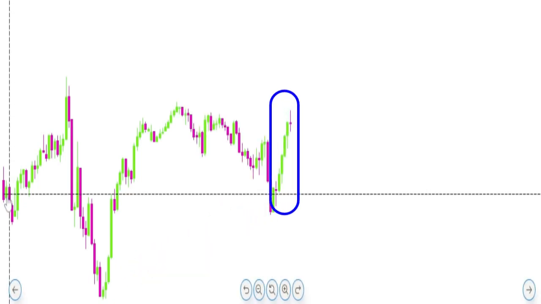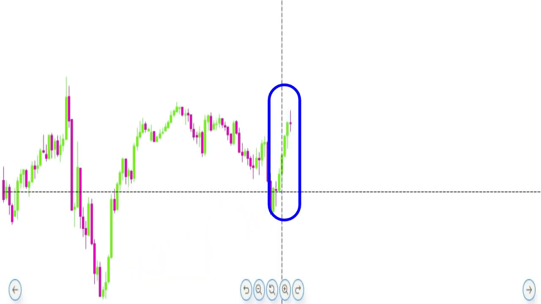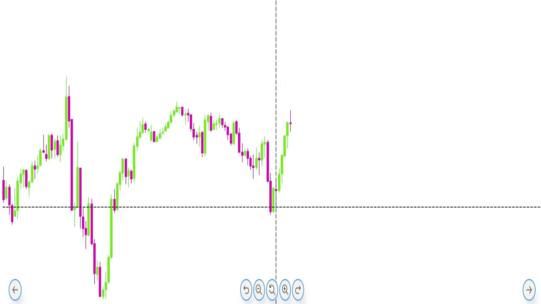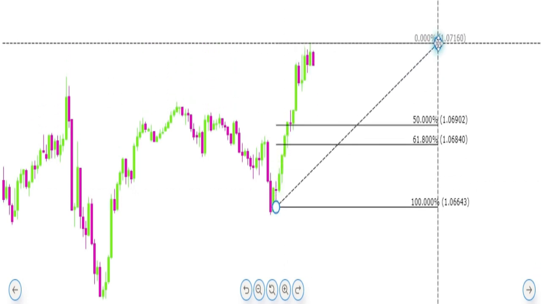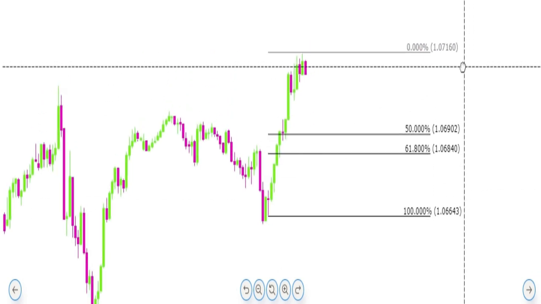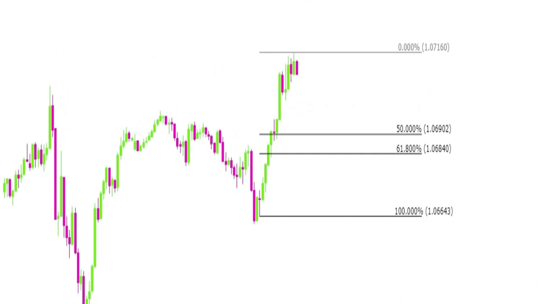We can see that the market made an impulsive move to the upside, and thus we would draw the Fibonacci retracement level from this higher low that formed before the impulsive move to the wick of this higher high. Now that we have drawn the Fibonacci retracement levels on our chart, let us wait for the price to make a pullback at one of these fib levels.